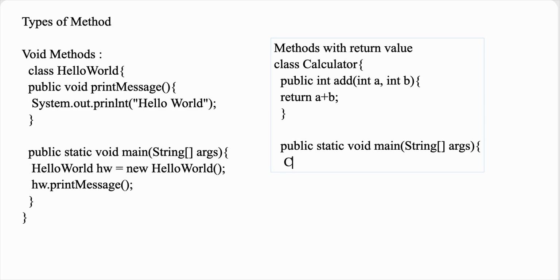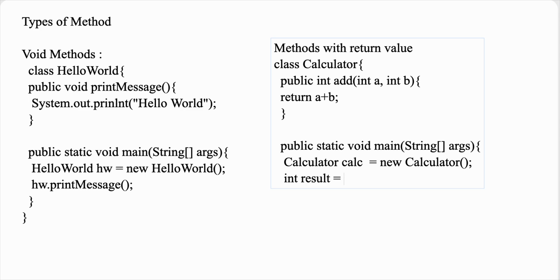Now here I can create the instance or object. Okay, the Calculator, and here I can select the calc. Okay, and here I can use the new keyword, and here I can call that Calculator. So here we need to store the return value, whatever the return value. Okay, so for that we need to create one variable as result.